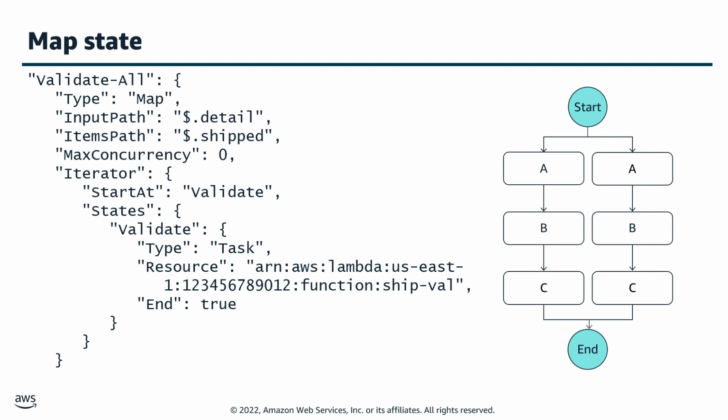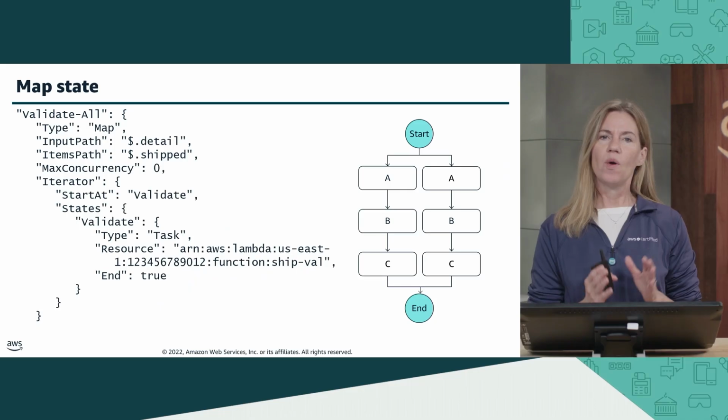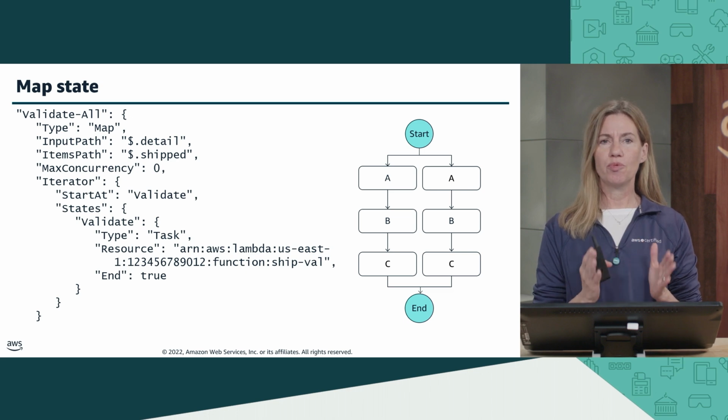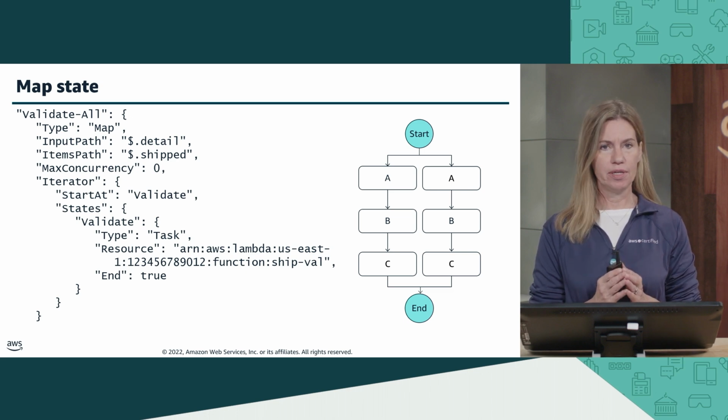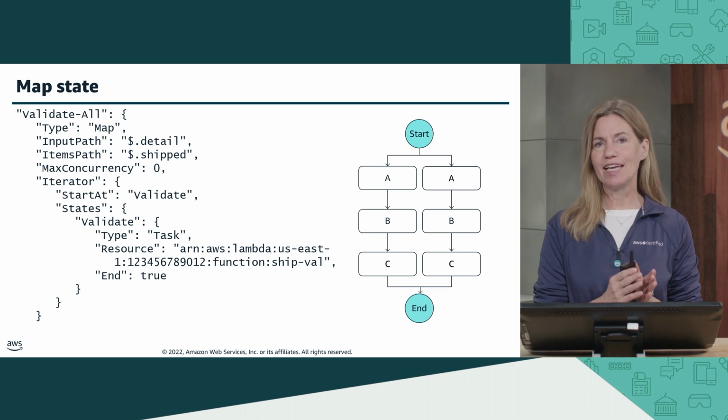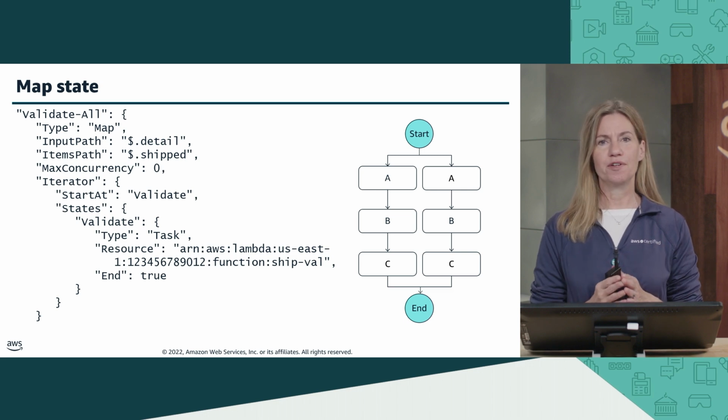You can use the map state to run a set of steps for each element of an input array. While the parallel state processes multiple branches of steps by using the same input, a map state will process the same steps for multiple entries of an array in the state input.